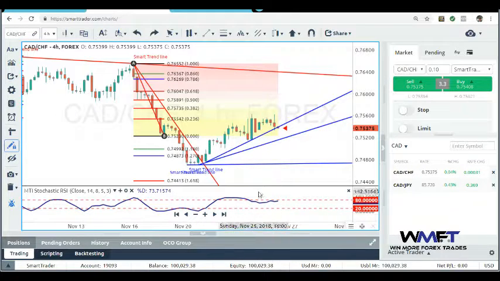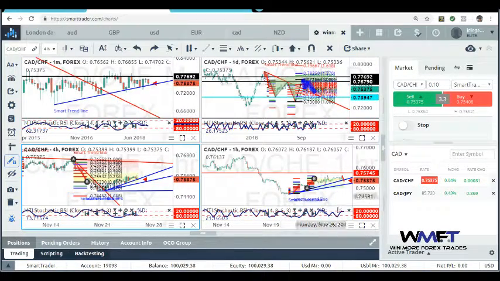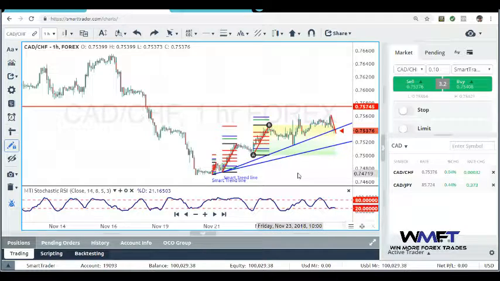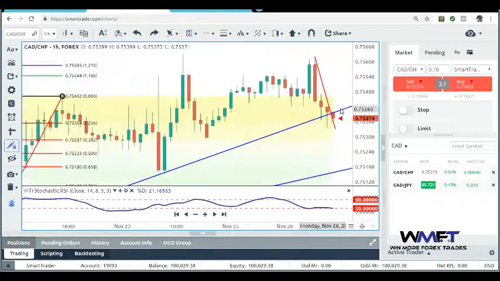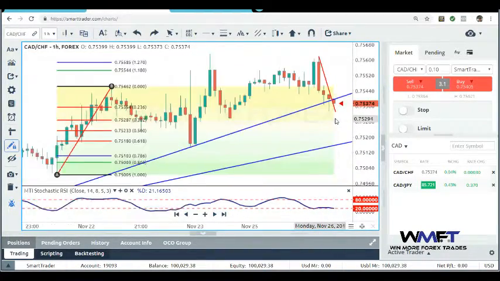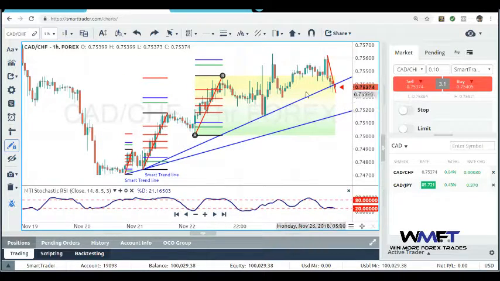So even though the stochastic is in the overbought and could be going down, the daily time frame has more weight than the 4 hour, so we're going to go with the daily. But to get a smaller risk to reward, a smaller pip risk, we want to take it down to the 1 hour time frame. And right here on the 1 hour time frame, you can see that same movement. And right now, we have our two uptrend lines. We have an outer trend line. We have an inner trend line.